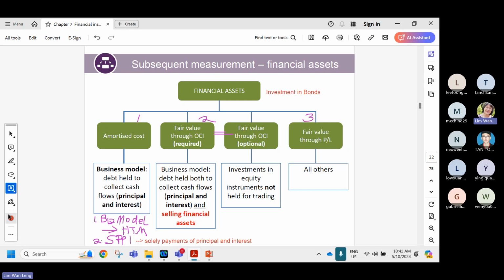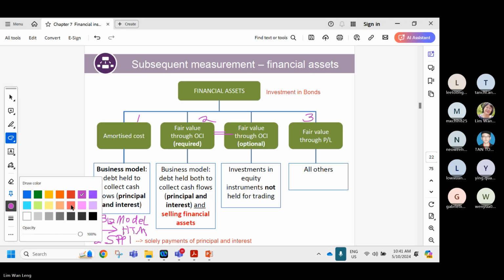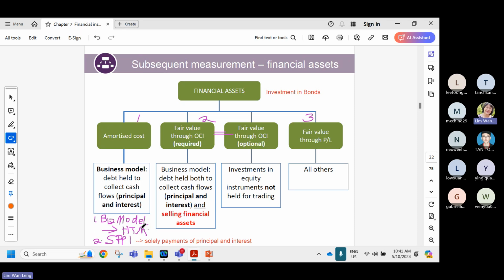So if you say yes and yes, that means you fulfill. Then the financial asset will be measured at amortized cost. Okay, got that? Then you look at the second one, fair value through the OCI. When you measure it at fair value through the OCI, you look at the characteristics.